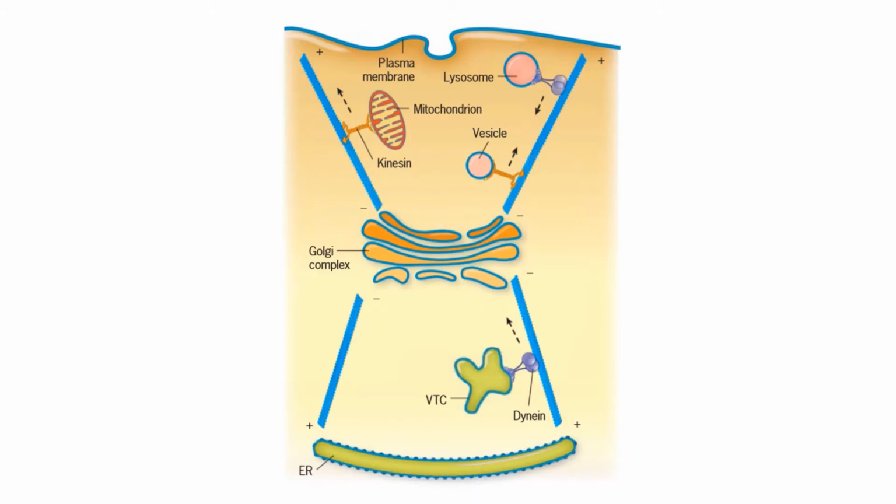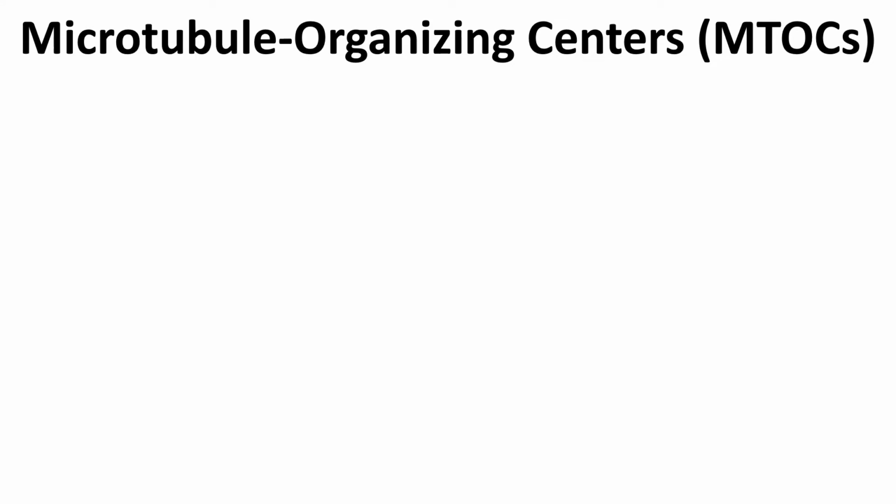So again, we are going to find out in this discussion how the orientation of microtubules is achieved in the cell. And that is because of an organizing center, which we call the microtubule organizing center, or the MTOC. And the most important of these is actually the centrosome.